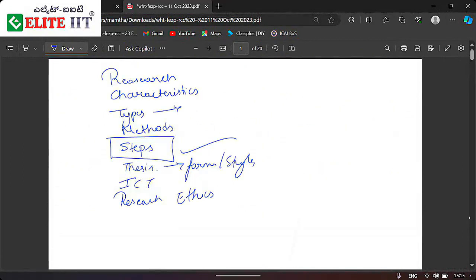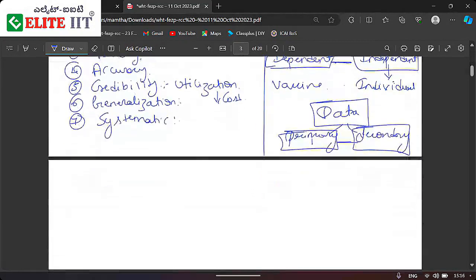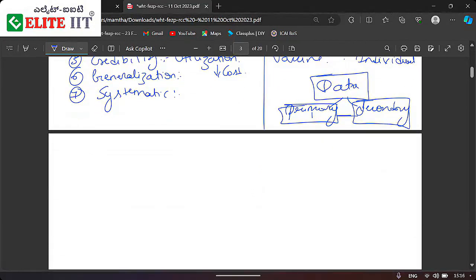So the systematic way you need to go ahead with is the scientific method, and everything will be taken up here. Okay. So there is also empirical research which is required here.